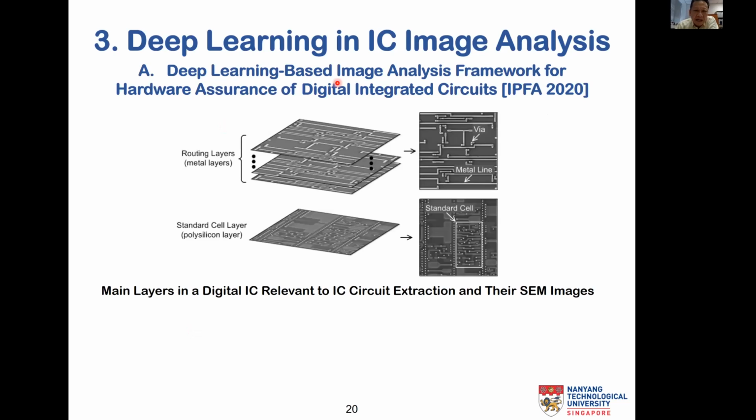For the deep learning-based image analysis framework for hardware assurance of digital IC, as you can see here, we have a routing layer, which is called the metal layer, and also a standard cell layer, which is a polysilicon layer. The metal layer usually consists of the metal line and the via. We want to identify these, so-called regions or components, and we want to segment them. And also we want to identify the standard cells inside this polysilicon layer.